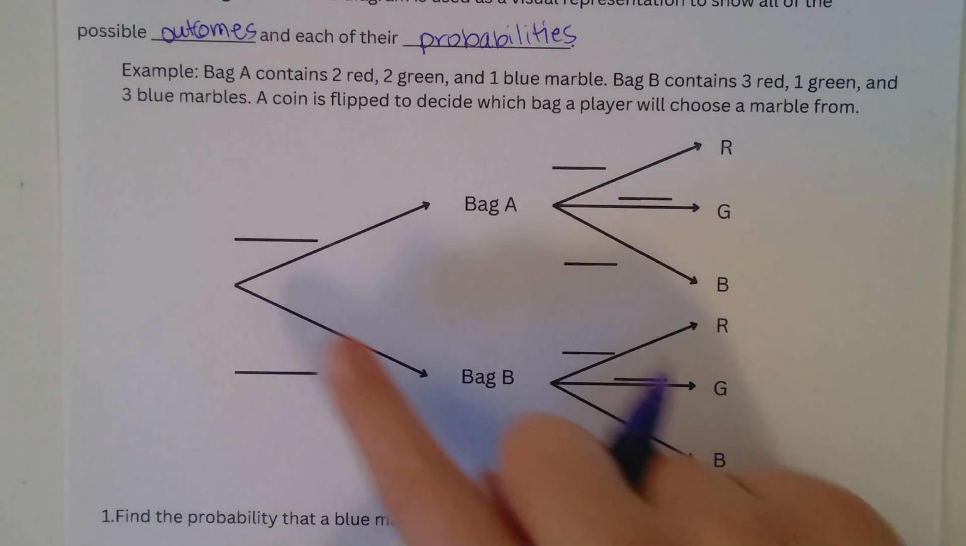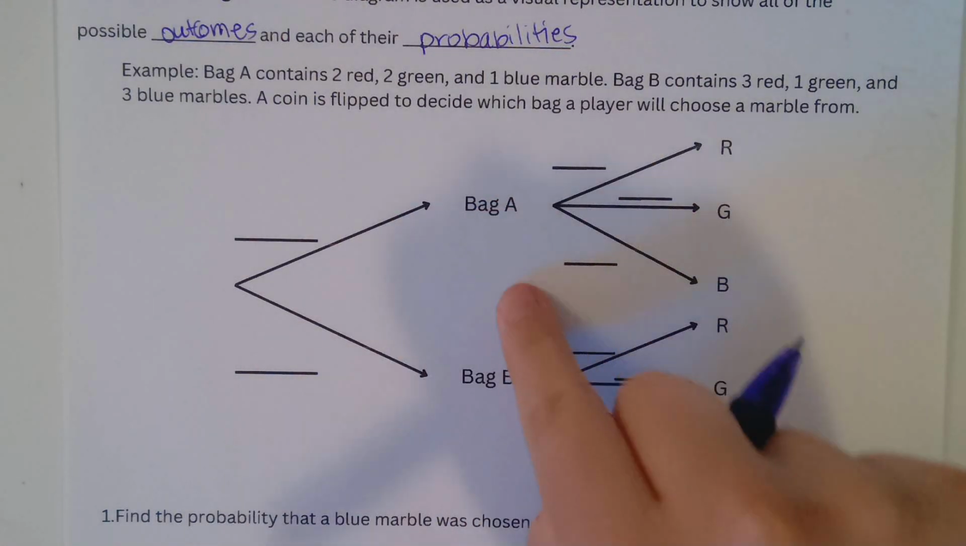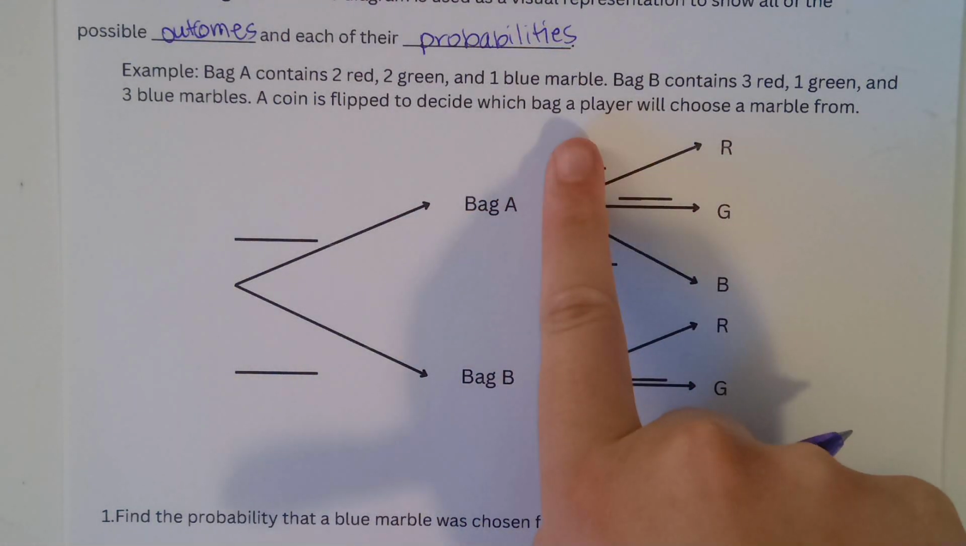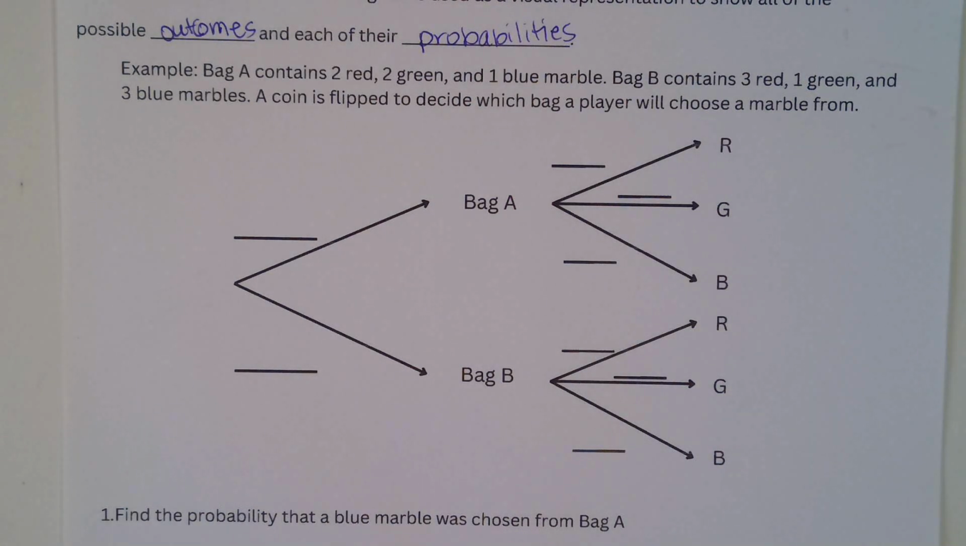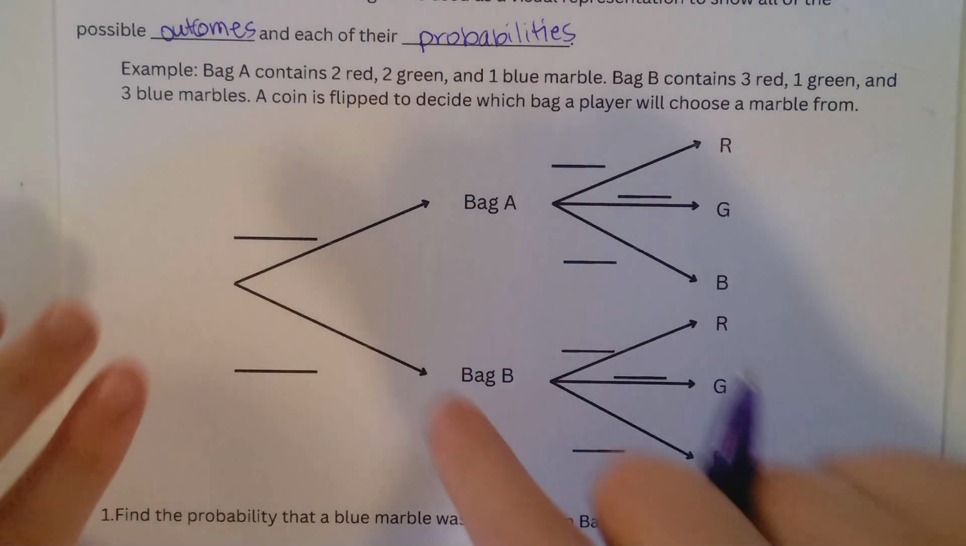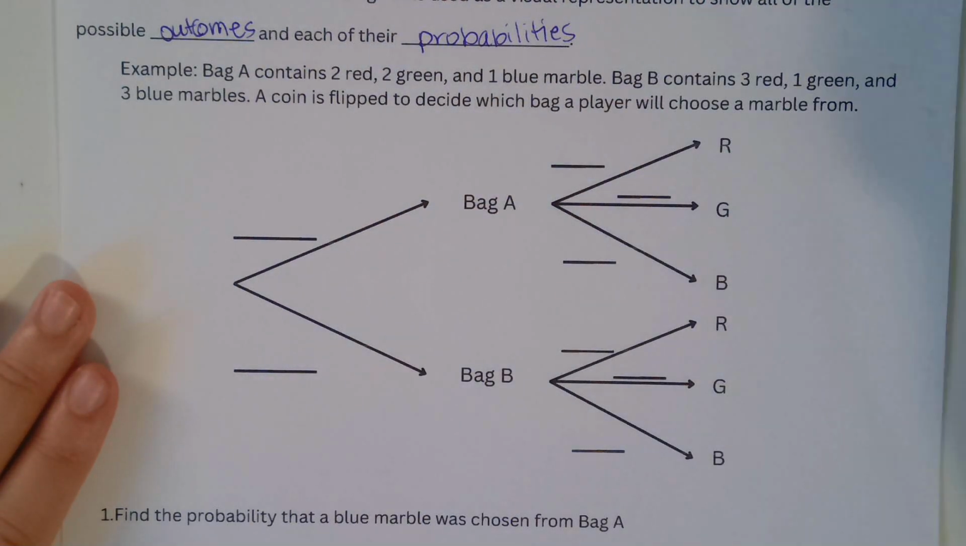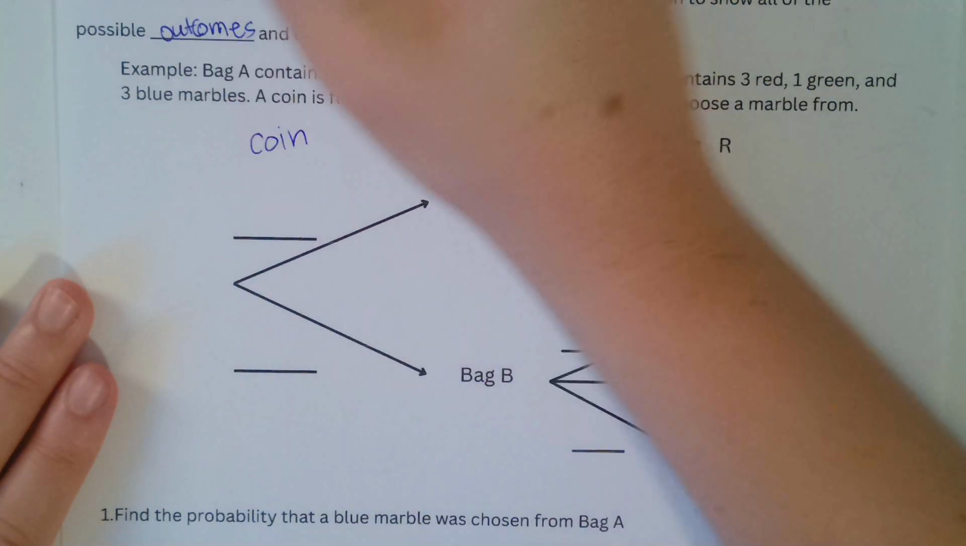You'll notice here that I have these arrows coming out. At the end of each arrow, I have something written there. So it correlates with this question. Let's read this question. It says bag A contains 2 red, 2 green, and 1 blue marble. Bag B contains 3 red, 1 green, and 3 blue marbles. A coin is flipped to decide which bag a player will choose a marble from. This is written in a weird order, but the process of the order of the events is the first thing you're going to do is flip a coin to pick a bag.